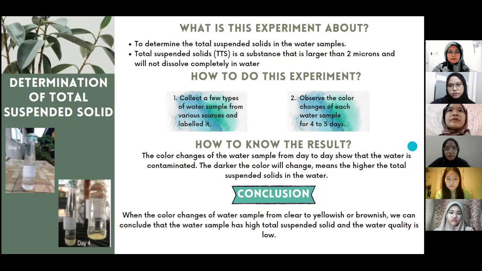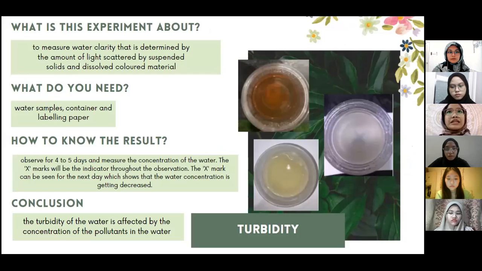Thank you. Now, I would like to share more about what we did for this turbidity experiment. So, what is this experiment about? It is all about how we measure the water clarity, which is determined by the amount of light scattered by the suspended solids. For this home experiment, all you need is a water sample, a container, and labeling paper. We use excess water from a potted plant, rice water, and powdered water, which is flour plus water, as our water samples. It is really easy for us to conduct this experiment.